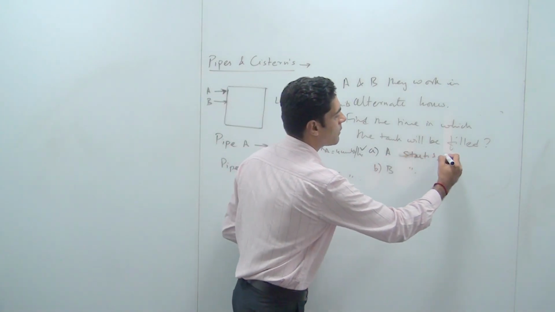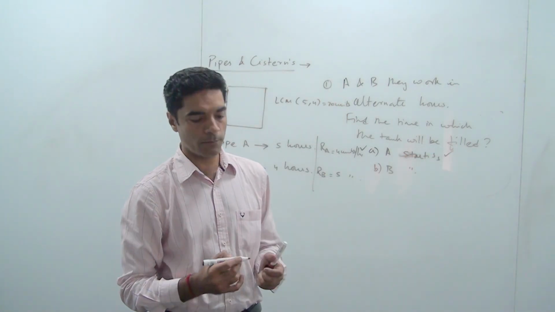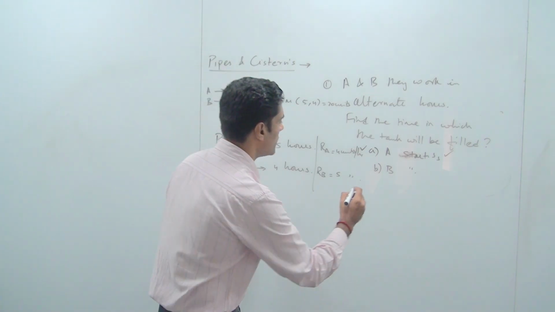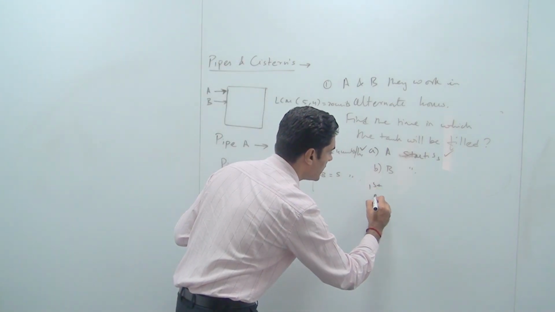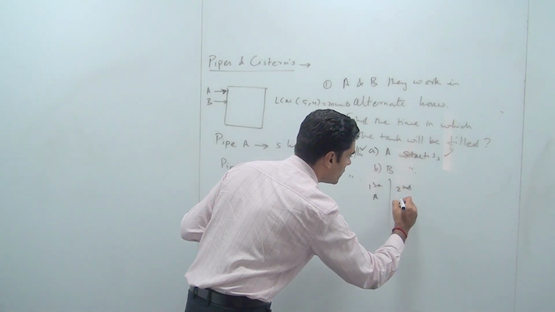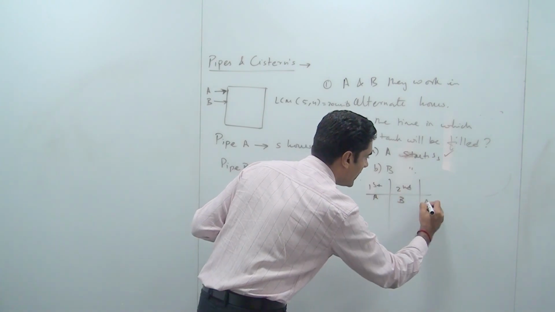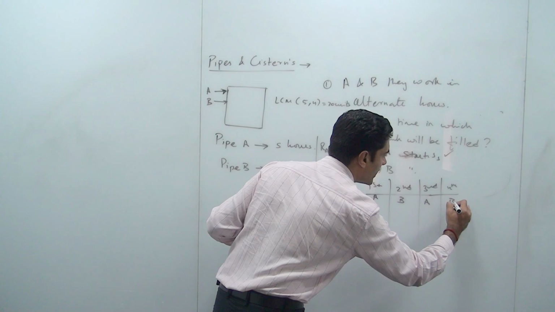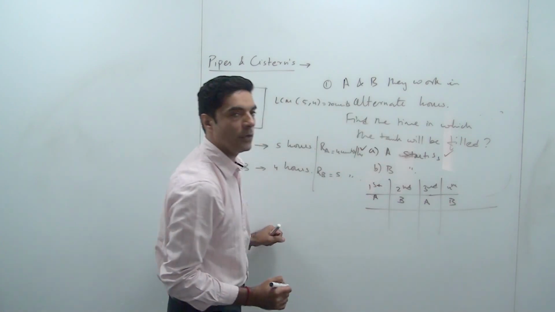Now if I take the first point wherein it is given that they are working in alternate hours and A starts. So that means in the first hour A is working, in the second hour B is working, then again A in the third, then in the fourth B is working, and so on and so forth. This is what is going to follow.